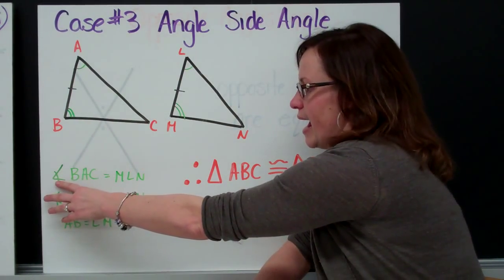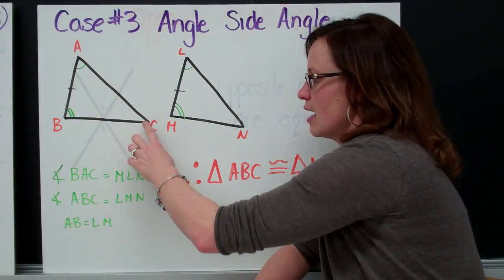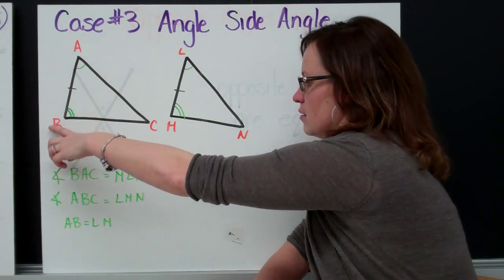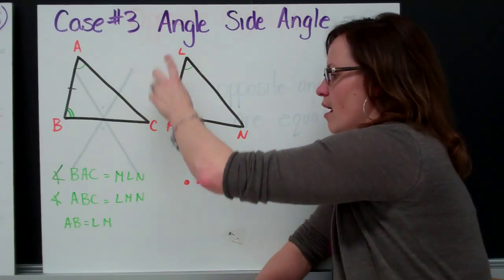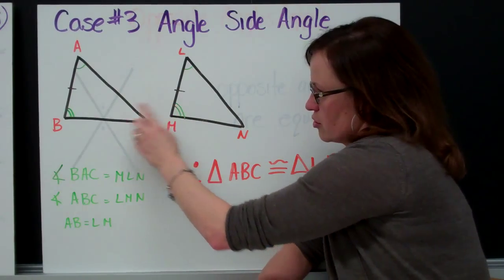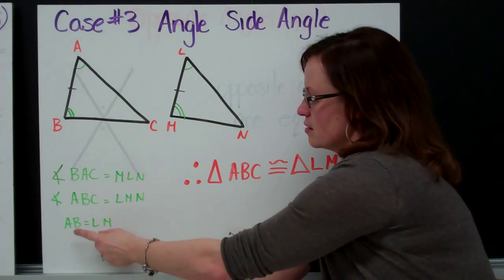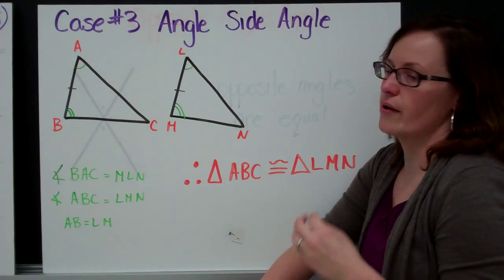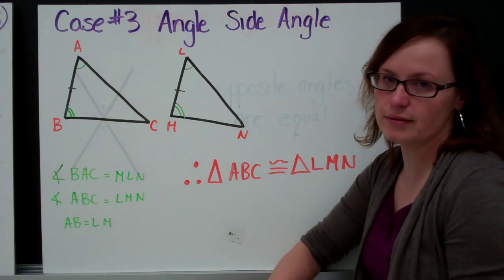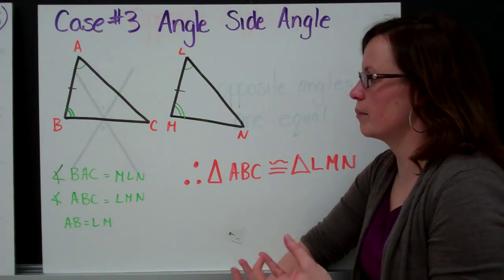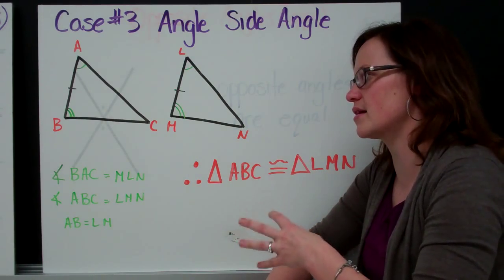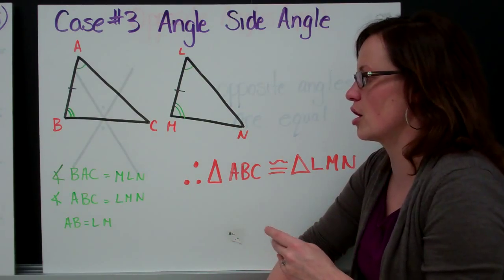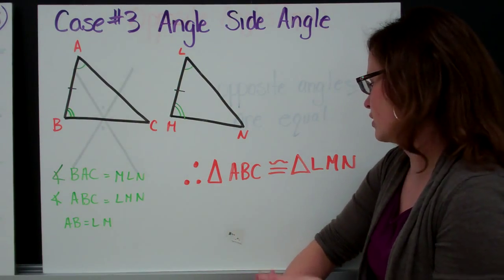And you list it. Angle BAC and angle MLN are equal. Angles ABC and angles LMN, right, because we're measuring here, are equal. And side AB is equal to side LM. So again, if you have two pairs of common angles and one pair of common sides, and the common side is in between the angles or connects the two shared angles, then your triangles are congruent.